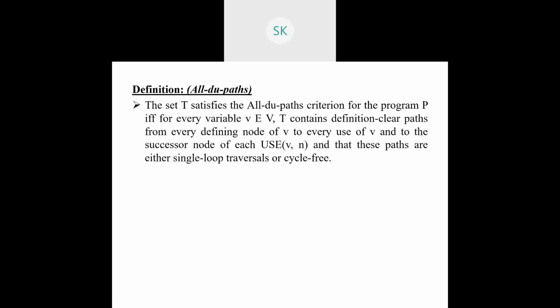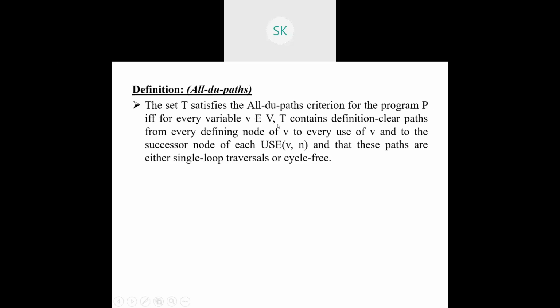Understand? So with respect to all DU paths, what they are saying here is, if and only if: the set T satisfies the all DU paths criterion for the program P if and only if for every variable V belonging to V, this variable V should belong to V.